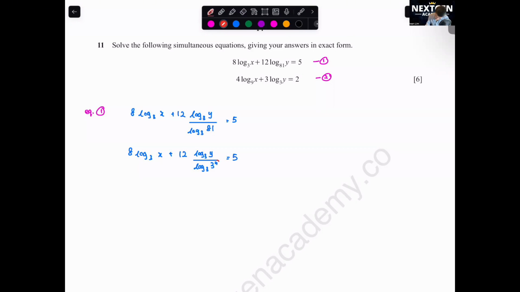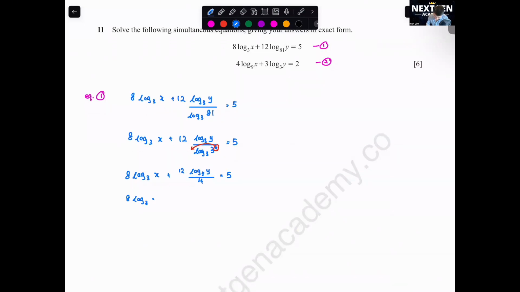The 4, we can bring in front here. So it becomes 4 log 3 3, which will be 12 divided by 4. I'm writing every step, but in exam I don't think you need to write so much. So log 3y over 4 equals 5, and we get 2 log 3x plus 3 log 3y equals 5. The only thing I simplified was this, so you can write it at the side to show your working, because all the other terms never change.